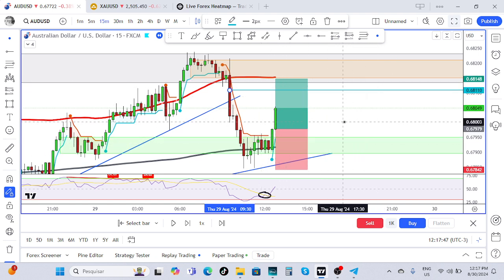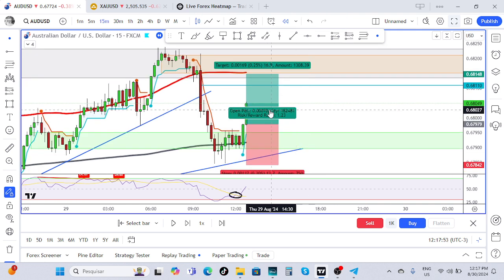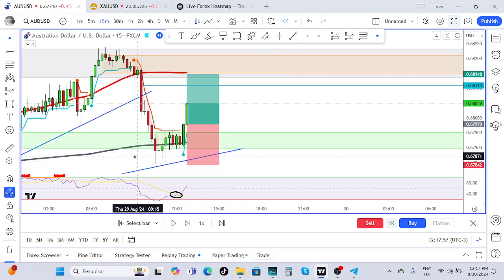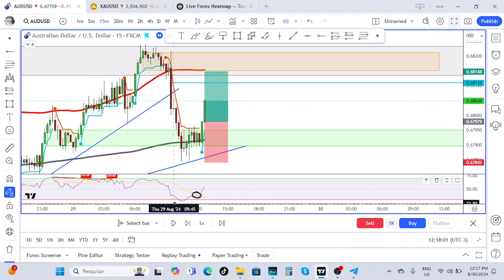And I'm just going to play the replay. You guys are going to see exactly what I'm talking about. So before I actually took this trade, I made sure that I confirmed from my technical indicators that I can buy this market, all right, which I did right here.